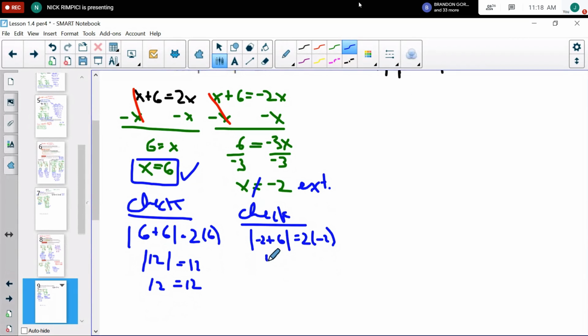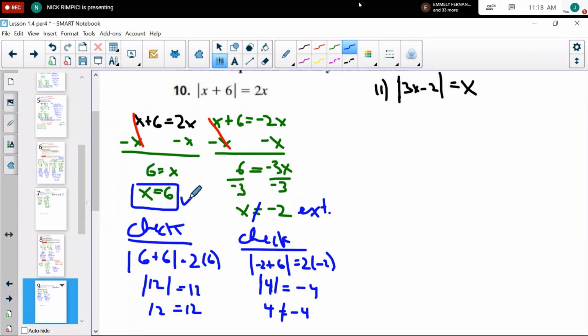6 minus 2 is 4. And then the absolute value of 4 is 4. Great. And here 2 times -2 is -4. And therein lies the problem. +4 and -4 are not the same. So when you put -2 into the equation, it does not make the left side and right side balance, that you get different answers. So that means that -2 is not a solution and only 6 is a solution.